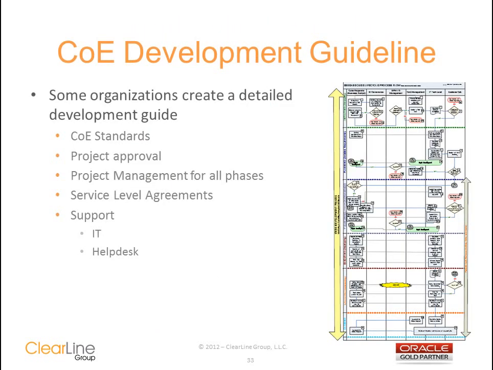Some organizations create detailed development diagrams. These help guide the project through its approval. It will also direct the project through all of its phases to meet appropriate project management guidelines by following the CoE's standards and processes. It even includes information on training requirements, production support, service level agreements, and help desk standards.